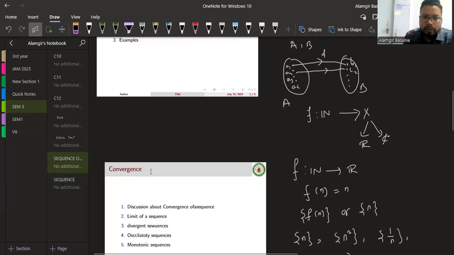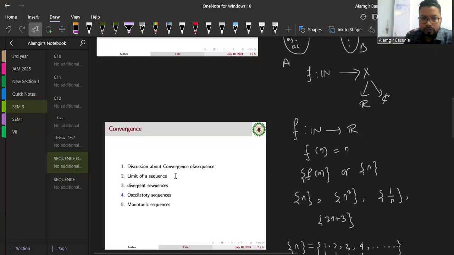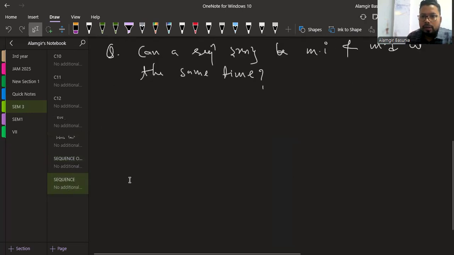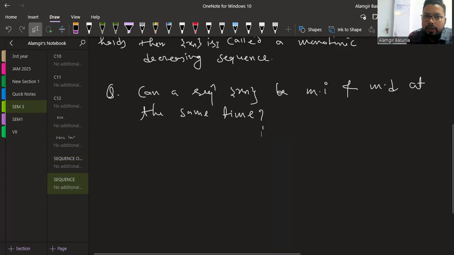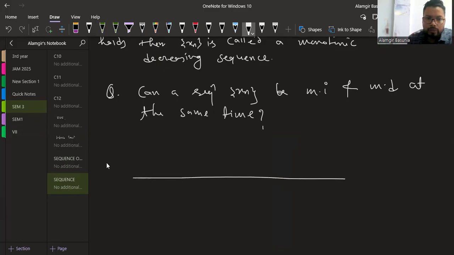Now we are coming to our next question. What is the limit, or what is the convergence of a sequence? What do we mean by a convergent sequence? Okay, first draw the picture of this one: x_n equal to 1 by n. For this sequence x_n, where x_n is equal to 1 by n.